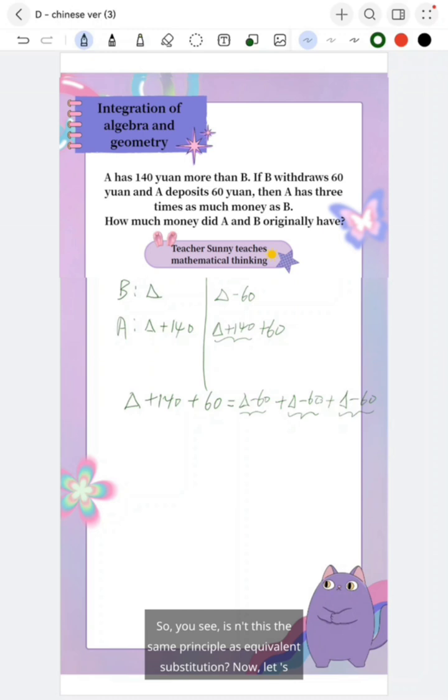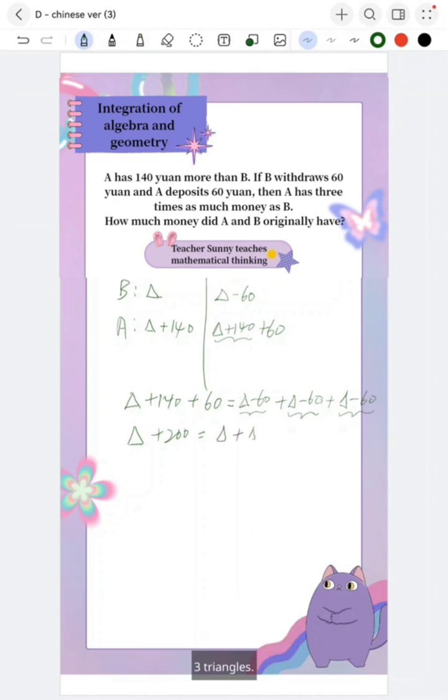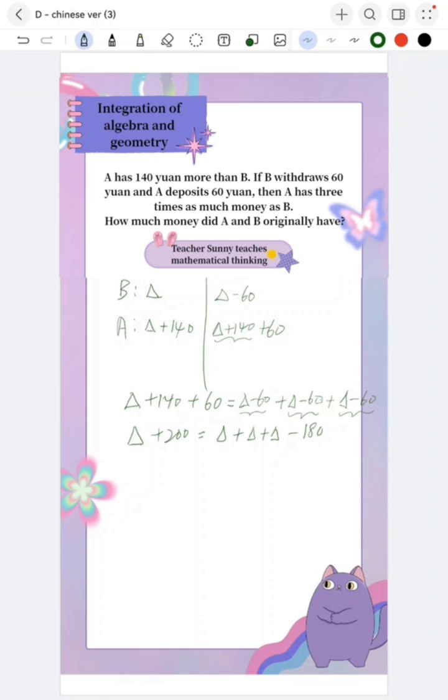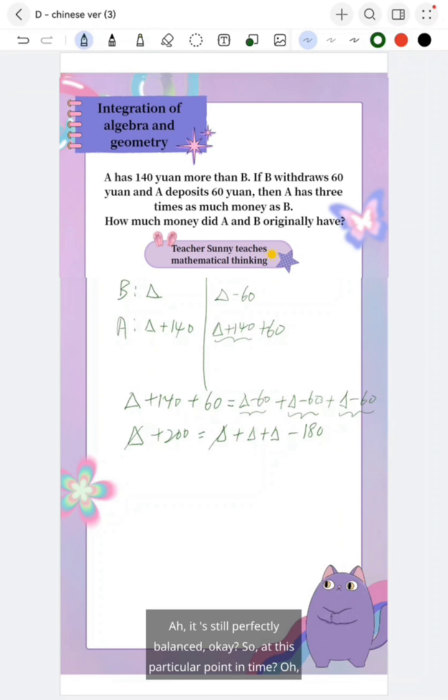Now, let's carefully calculate it. 140 plus 60 equals 200. So here, we have exactly 3 triangles. Then we subtract 3 60s, so we subtract 180 in total. What does that mean? It means the balance on both sides, if we just take one away, is still perfectly balanced, okay?